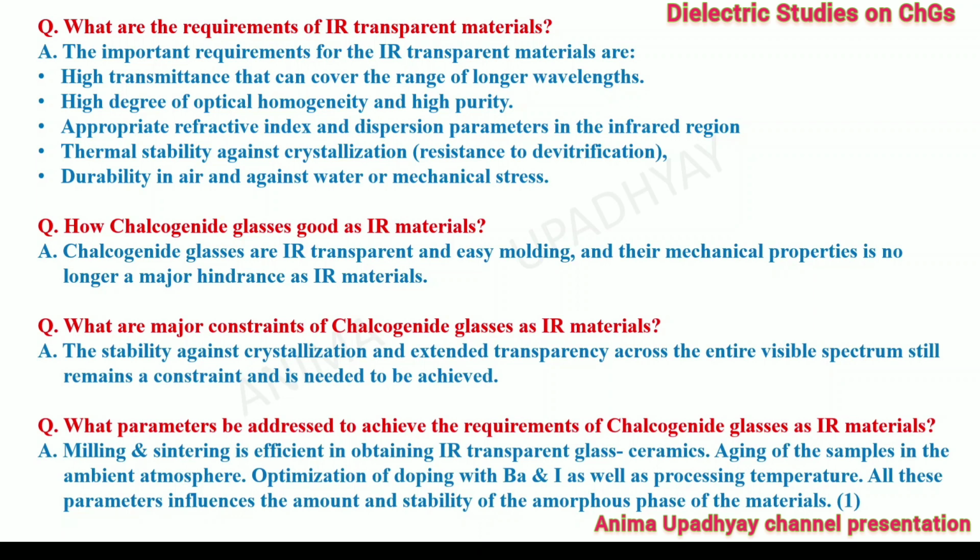What parameters do we address to achieve the requirements of chalcogenide glasses as IR materials? Milling and sintering is efficient in obtaining IR transparent glass ceramics. Aging of the samples in the ambient atmosphere. Optimization of doping with barium and iodine as well as processing temperature. All these parameters influence the stability of the amorphous phase of the materials.